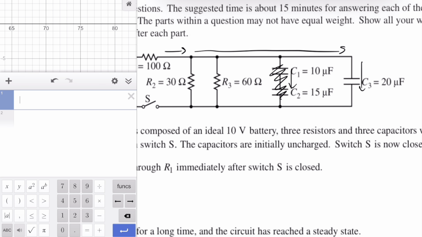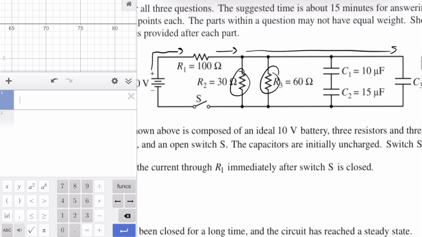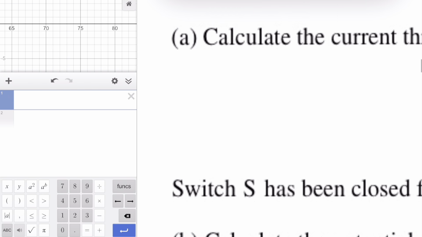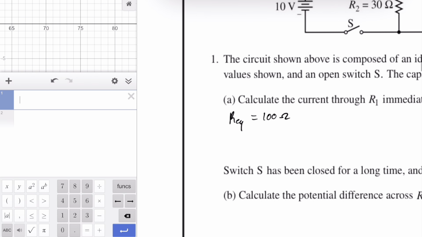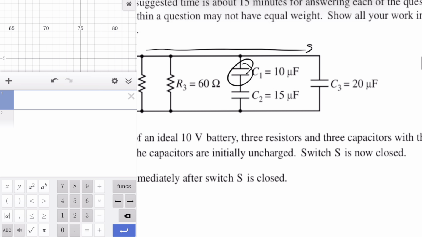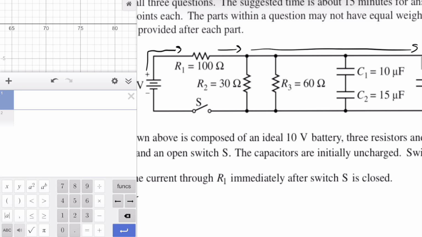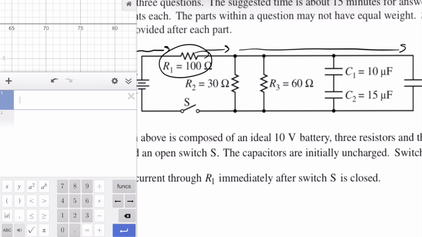So the electrons, the current, will tend to flow through the capacitors immediately after the switch is closed and bypass these two resistors entirely. So the statement that we're going to make is that the equivalent resistance is just 100 ohms. That's the resistance of the entire circuit because these ideal capacitors don't have resistance. If they were non-ideal, that would be a different story. But these capacitors have no resistance, so the equivalent resistance is just the resistance of R1.